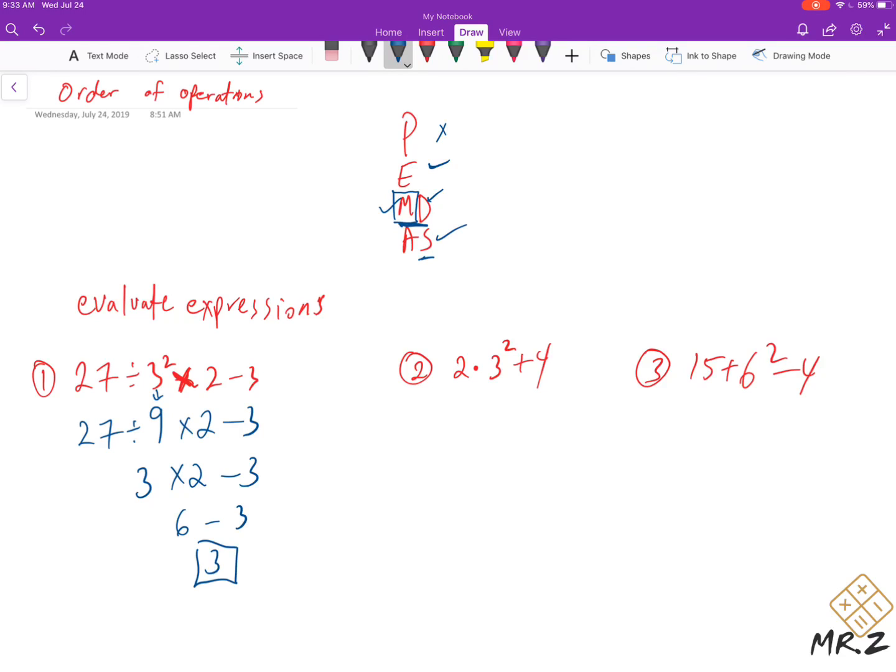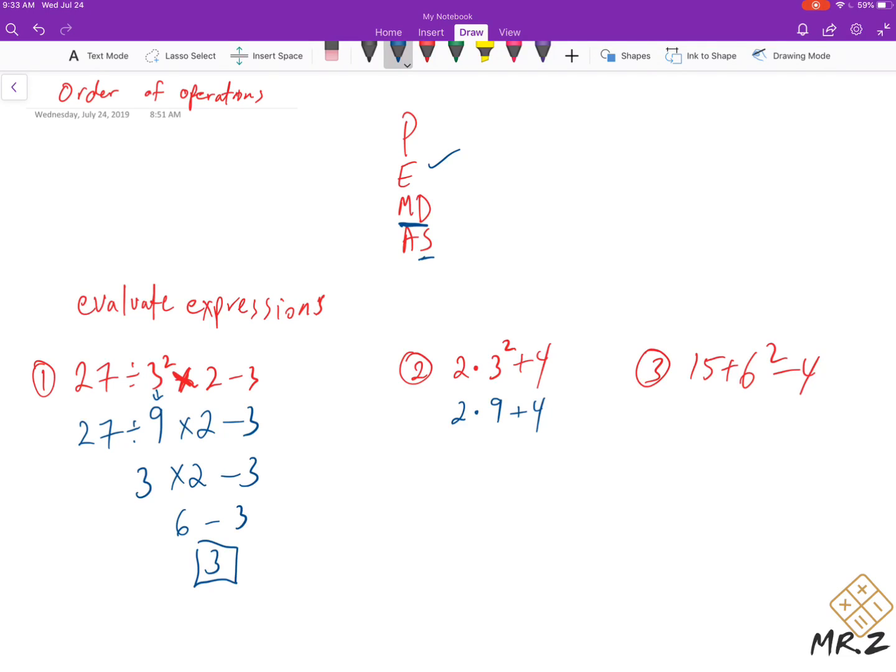All right, next question. We have multiplication, an exponent, and addition. Based on PEMDAS, parentheses come first, then exponents. Exponents come before multiplication or addition, so we're going to do that first. 3 squared again is 9. So 2 times 9 plus 4.